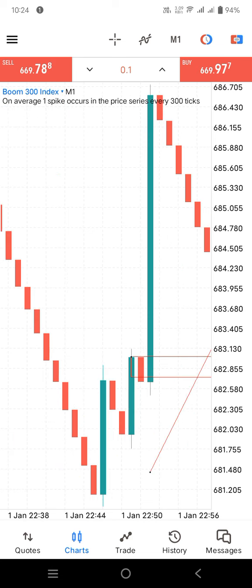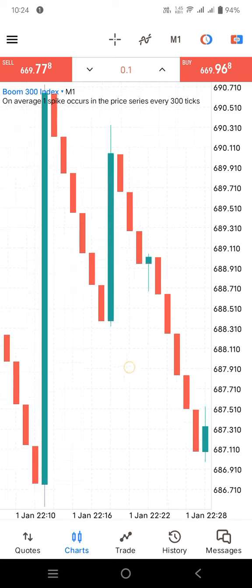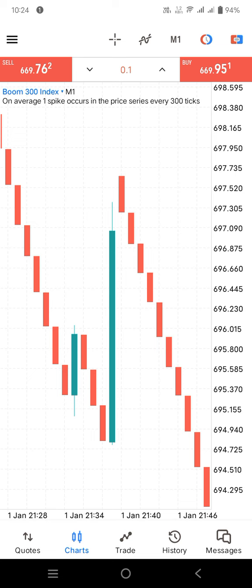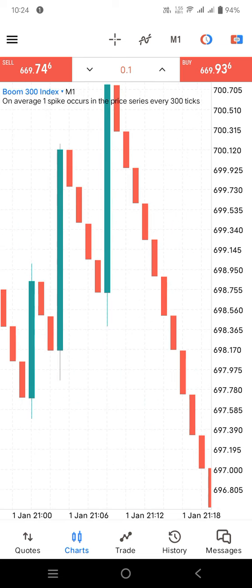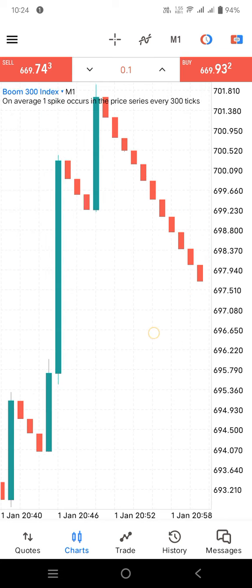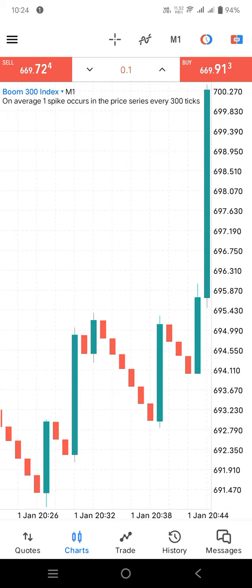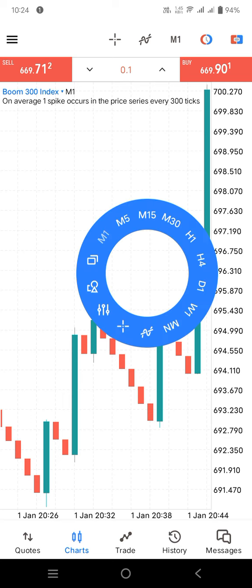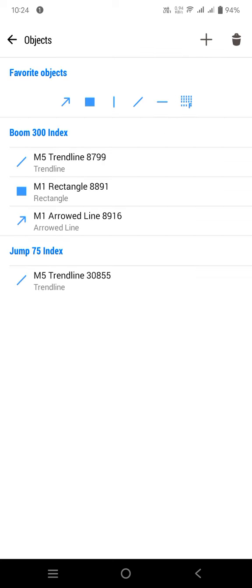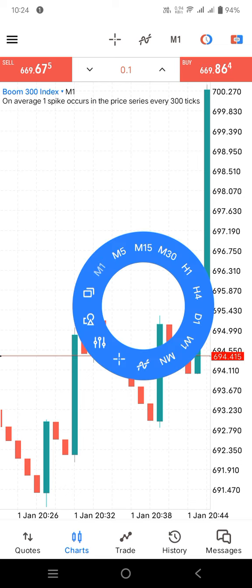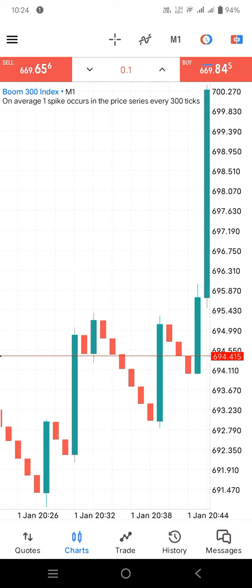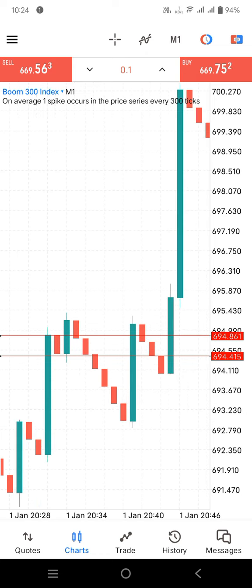Let me show you another example. Any index on boom and crash only, remember. This is for boom and crash only. Each time you see three candles, and you take the trade, look here, 4 candles and spiked, and your trade went in profit.